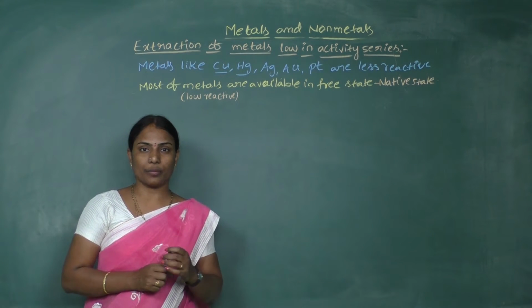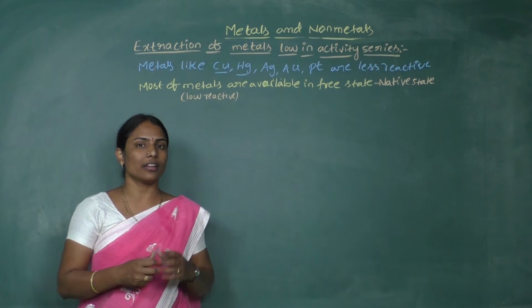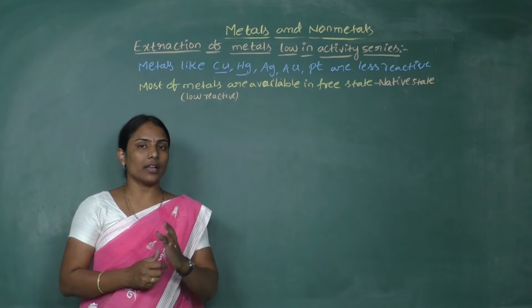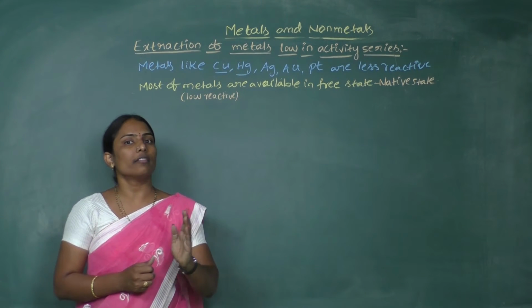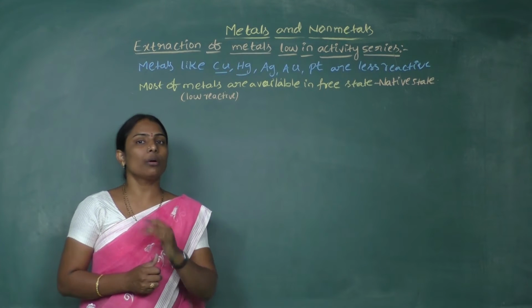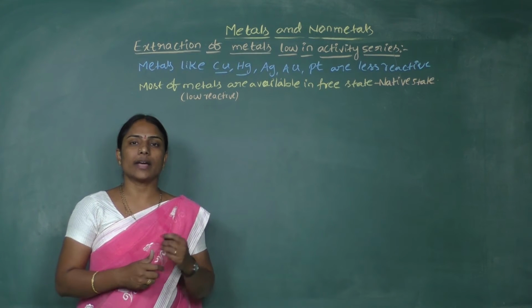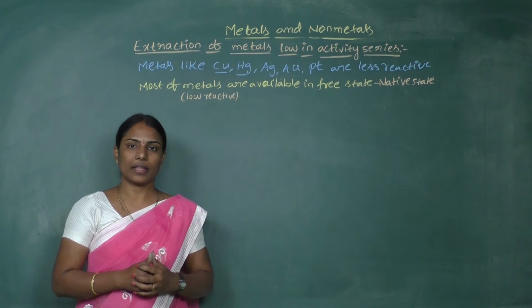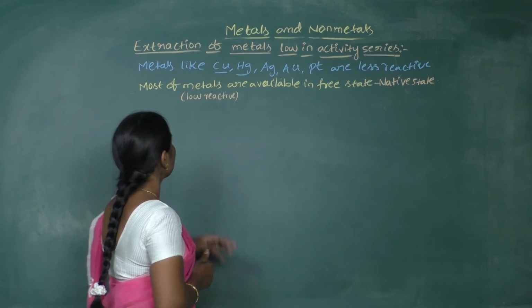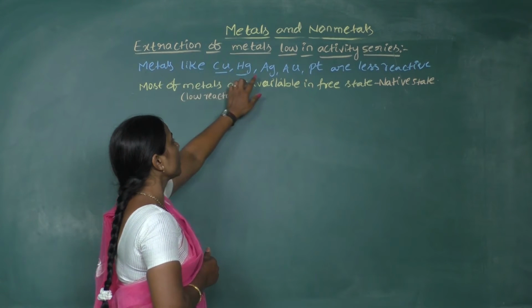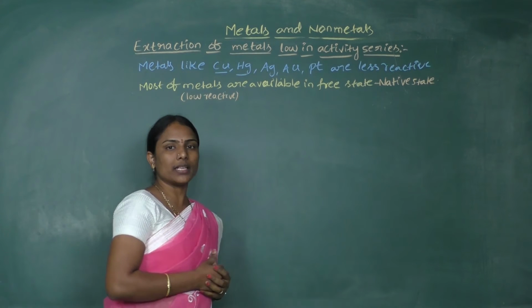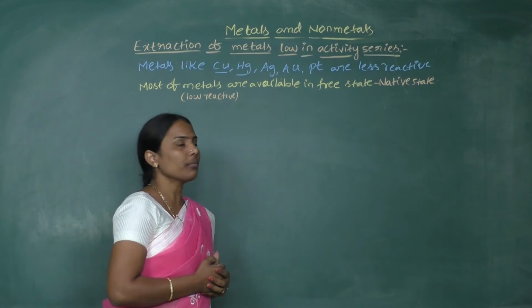And the less reactive metals, earlier we learned about the metal reactivity series. In the metal reactivity series, those lying low, below hydrogen, are considered less reactive metals, right? So what are those less reactive metals? Metals like copper, mercury, silver, gold and platinum are less reactive metals.